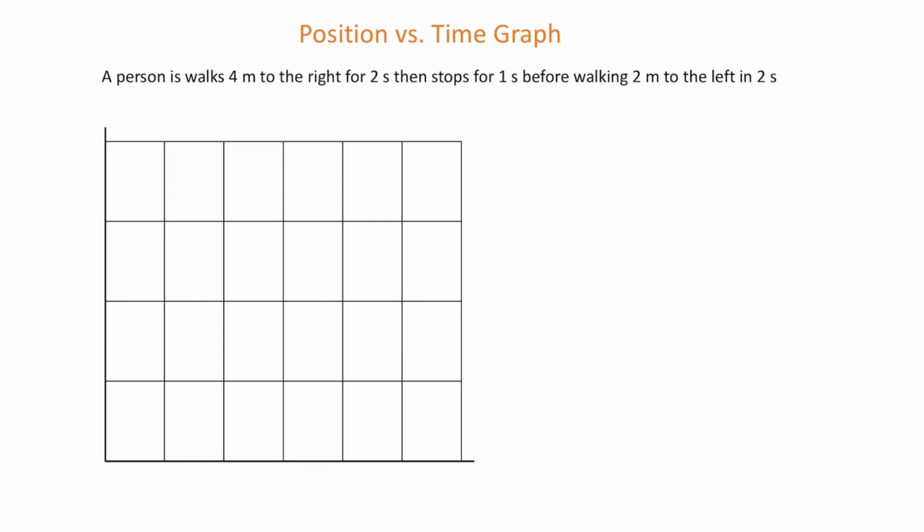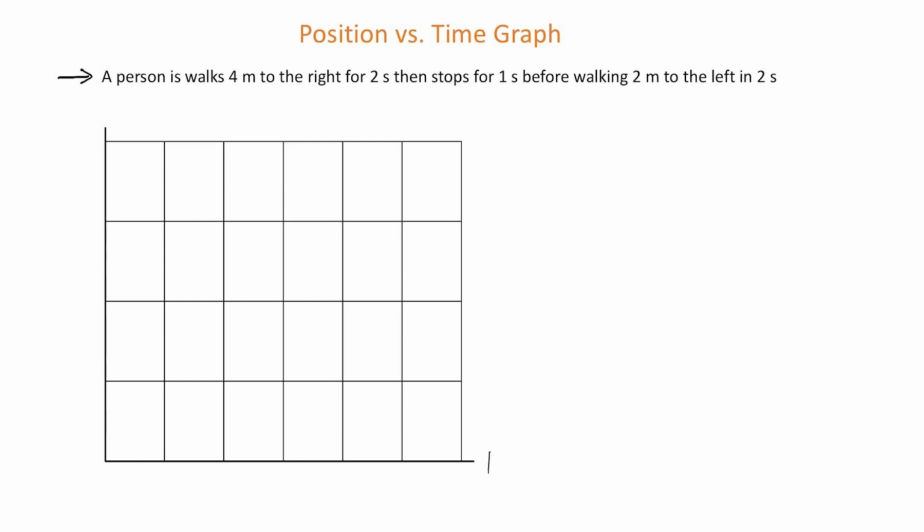Let's do this question here to test our understanding of position versus time graphs. We are told that a person walks 4 meters to the right for 2 seconds, then stops for 1 second, before walking 2 meters to the left in 2 seconds. And for each part of this person's motion, we are going to assume they're moving with a constant velocity.